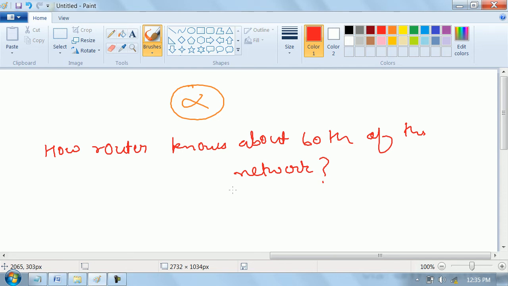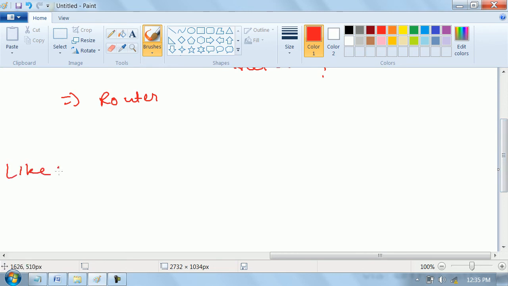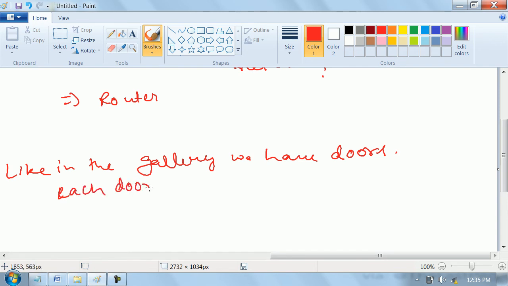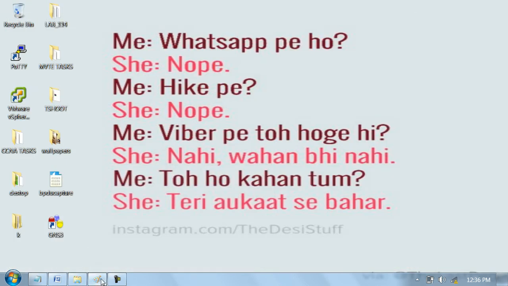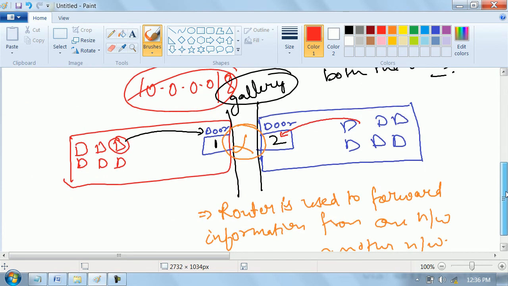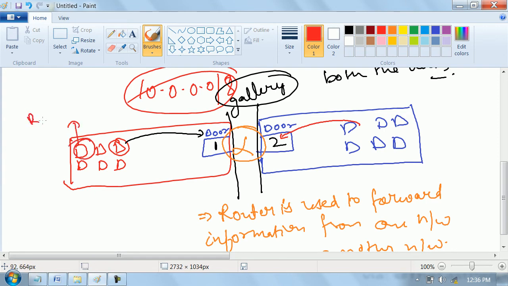Now, guys, actually the thing is, like in the gallery, we have doors. Agree? Any problem? Each door has its number. Fine? Any problem? Okay. I will go back to my example. One guy is sitting here. His name is Raja. Fine. One girl is sitting here. Her name is Rani.